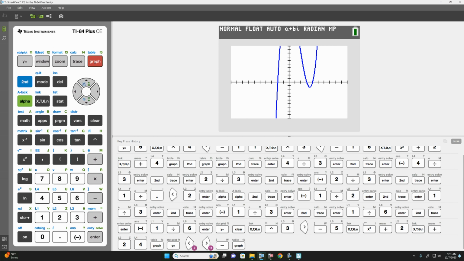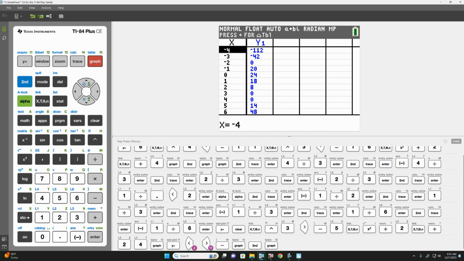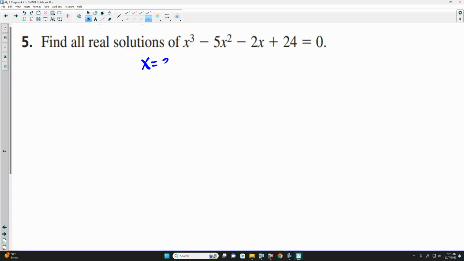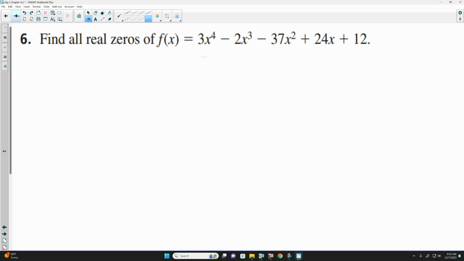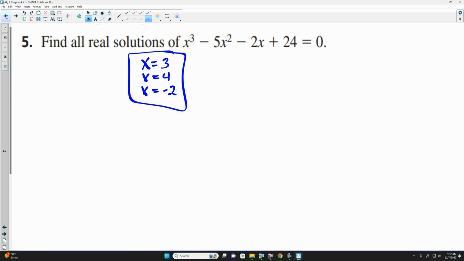We see it intersects the x-axis in 3 places. We needed 3 places. So the solutions are what? 3, 4, and negative 2. We needed how many? How many do we have? 3. So we are done. That's it. Questions on these here? You know, this one here, we needed at least 1. 2 would have been great. 3 is the best option.